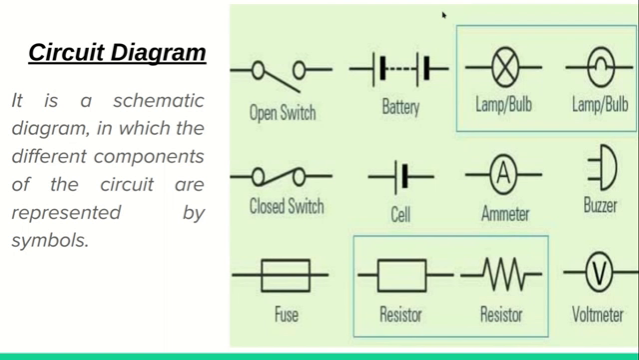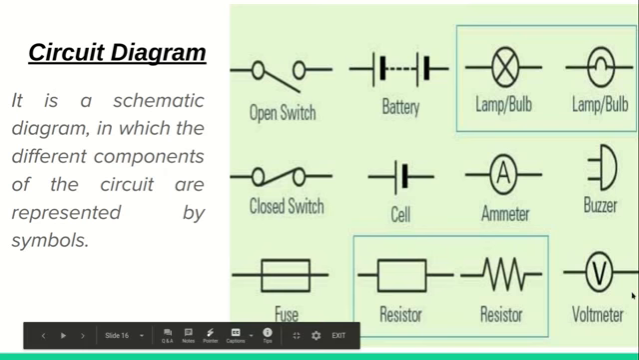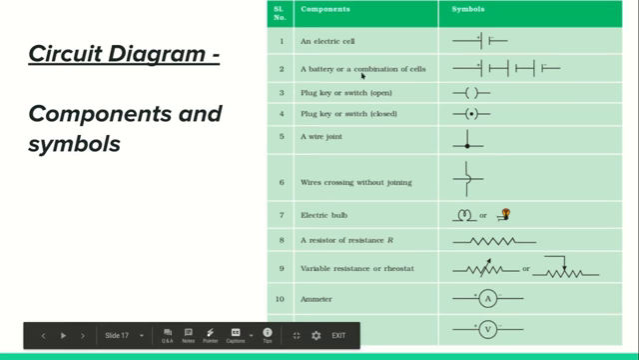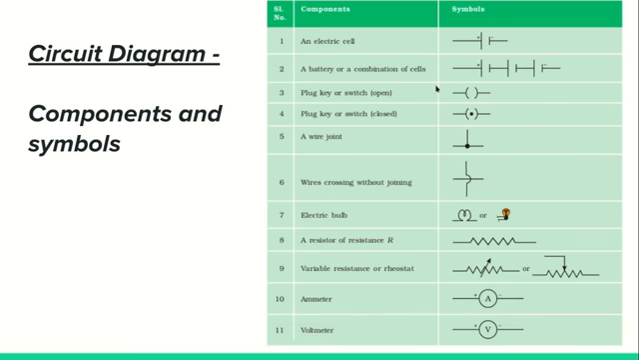That is, it is a schematic diagram in which the different components of a circuit are represented by symbols. Here you can see that there are different symbols being used for different devices that are used in a circuit. These are some of the components and their corresponding symbols that are mentioned in your text. The electric cell has a longer line and a smaller line, parallel lines. The longer one represents the positive terminal and the shorter one the negative terminal.